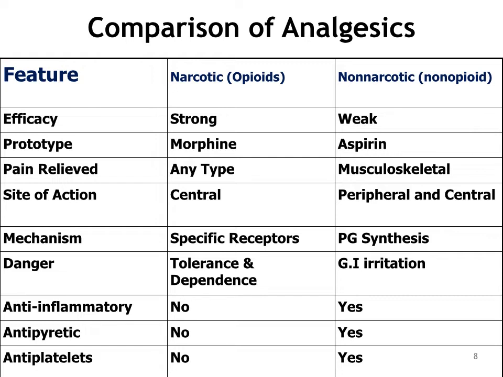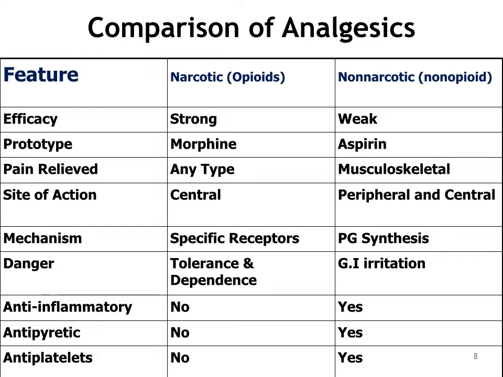Opioids can relieve any kind of pain, while non-opioids mainly target peripheral pain such as musculoskeletal pain. Opioids work centrally, so they are drugs that are part of the central nervous system. Pharmacology, on the other hand, non-steroidal anti-inflammatory drugs act mainly peripherally, but some of them can also have some central effects. The mechanism of action of opioids is they target specific receptors, and these are the opioid receptors. The non-steroidal anti-inflammatory drugs mainly affect prostaglandin synthesis.